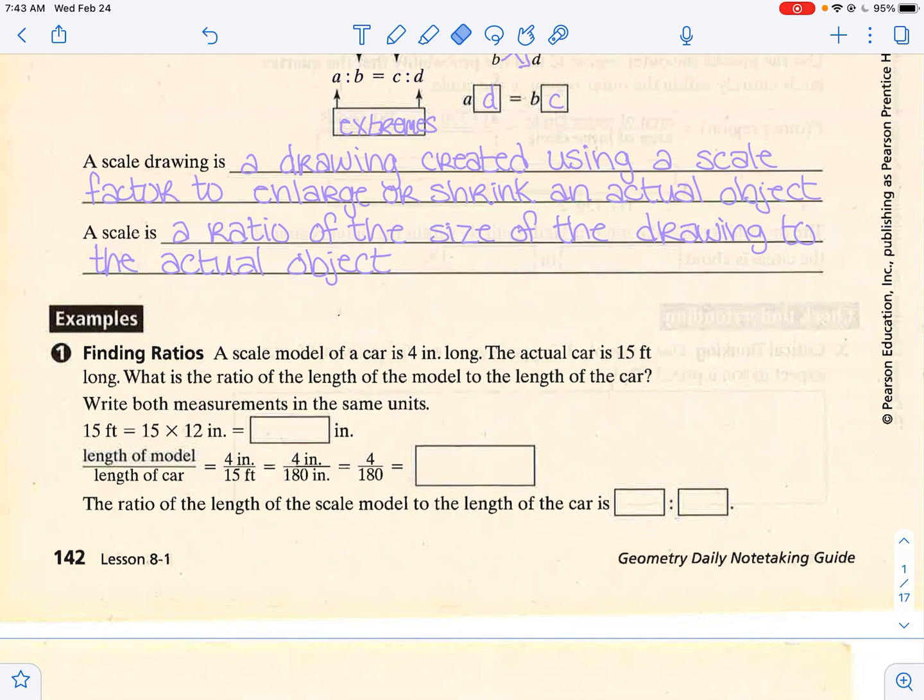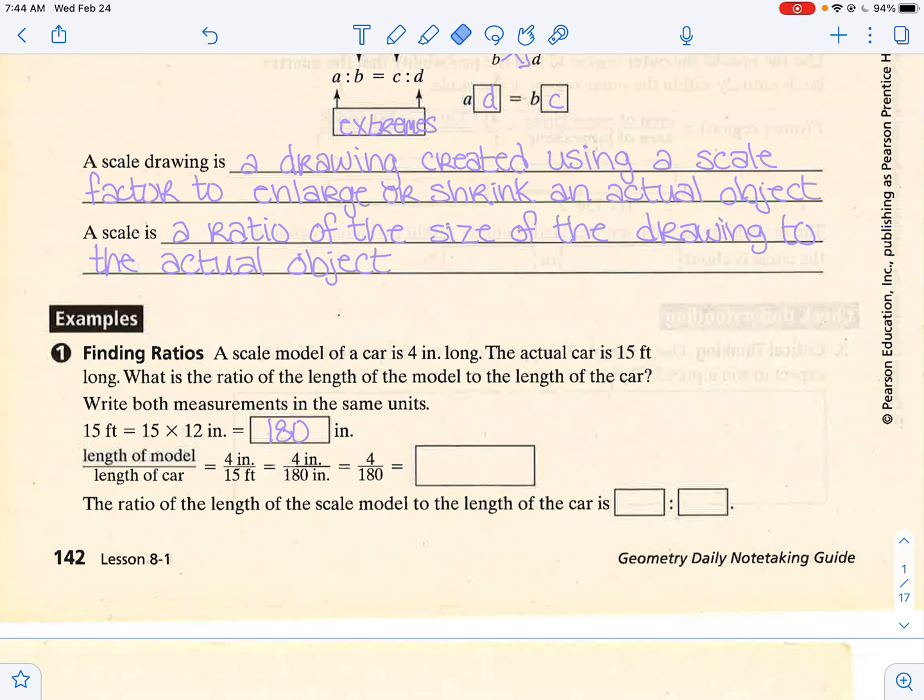Number 1, finding ratios. A scale model of a car is 4 inches long. The actual car is 15 feet long. What is the ratio of the length of the model to the length of the car? Write both measurements in the same unit. So first we've got to convert 15 feet to inches. So 15 times 12 is 180.